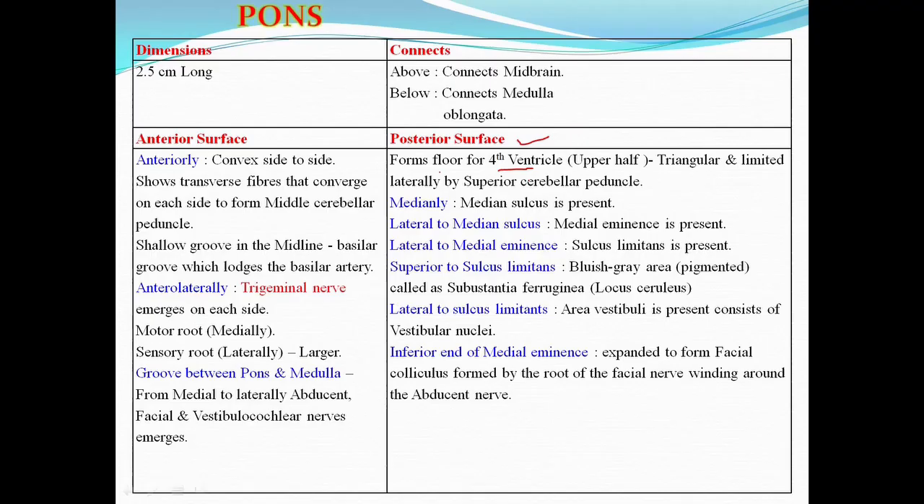This fourth ventricle floor extends between the upper half, which is in the pons, and the lower half, which is in the medulla oblongata. Mainly, you are supposed to identify the midline median sulcus, lateral to it the medial eminence, and lateral to that the sulcus limitans. Superior to the sulcus limitans is a bluish colored area called locus ceruleus, also called substantia ferruginea. On either side is the vestibular area, and this medial eminence expands to form the facial colliculus. Let me show you all those things in the photograph.